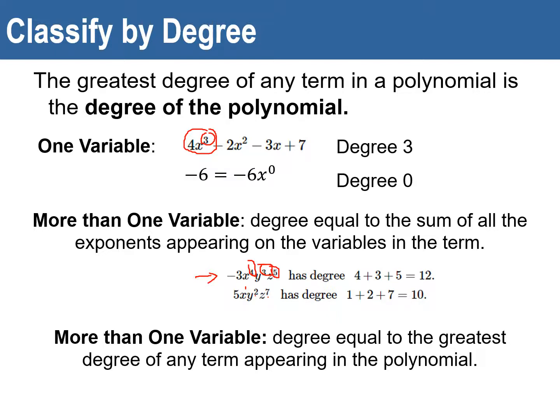Now, if you have more than one variable, the greatest degree of any term appearing in the polynomial is the degree of the polynomial. So if I look at this one right here, and I have x to the 4th, y cubed, that is 7. 5 and 1, that's a 6. 6 and 2 is 8. So the highest sum of the powers is 8. So this is degree 8.